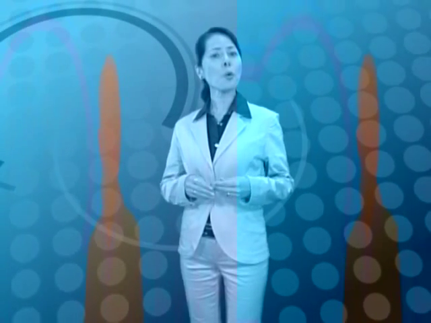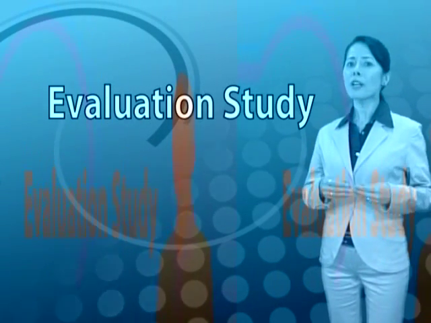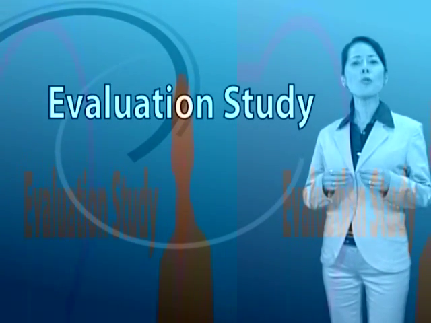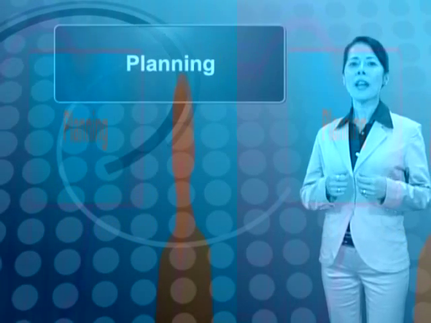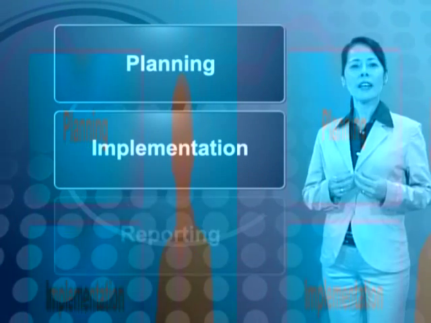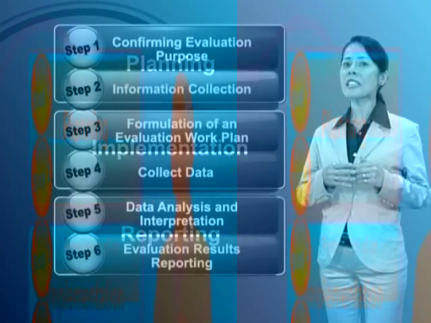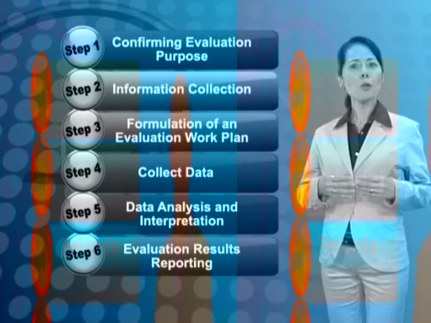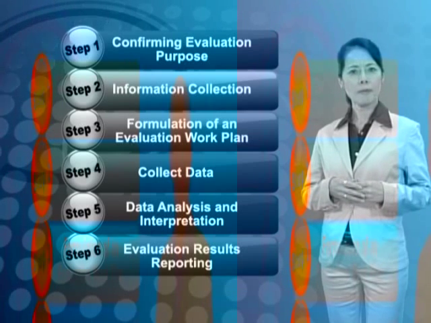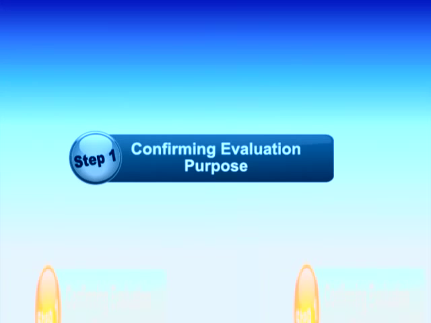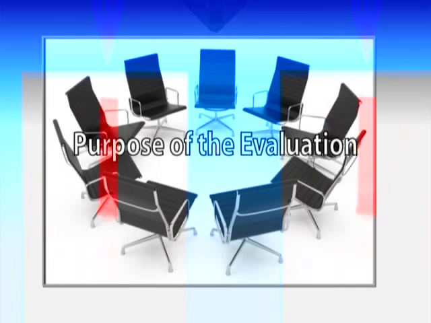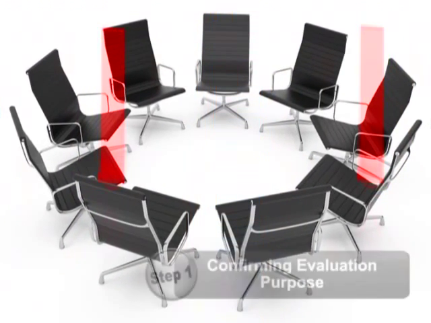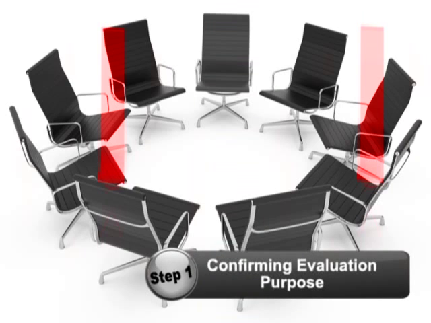Now, allow me to explain the evaluation process more precisely. An evaluation study can be divided into 3 phases, namely planning, implementation, and reporting, and 6 steps. Let us have a look at each of these steps. Step 1. Confirming evaluation purpose. In planning an evaluation study, first, the purpose of the evaluation should be confirmed among those who are concerned with the program or project.